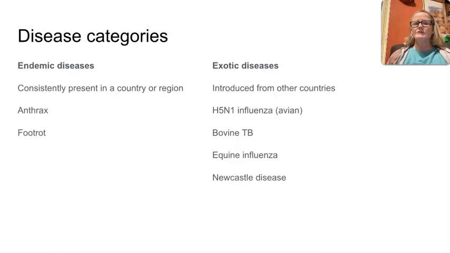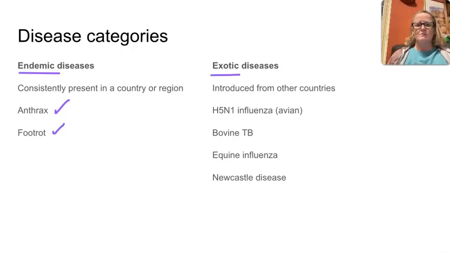So there are two different categories of disease we need to consider: diseases that already exist in Australia. These are endemic diseases. These might include things like anthrax and foot rot. These already exist in Australia and have to be managed. And also exotic diseases. These come in from other countries.